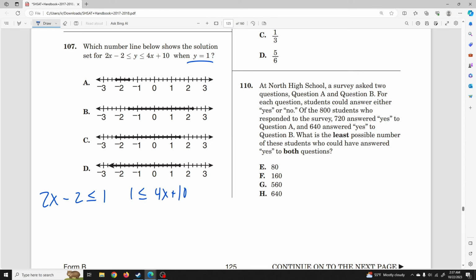So here I'm just going to solve for the x value. So here I just have to add 2 on both sides, and here I have 2x is less than or equal to 3. Divide by 2 on both sides, I get x is less than or equal to 3 over 2. Right? Here, on this side, I'm going to solve for x. I'm going to subtract 10 on both sides. I'm going to get negative 9 is less than or equal to 4x. I'm going to divide by 4 on both sides. And I'm going to have that negative 9 over 4 is less than or equal to x.